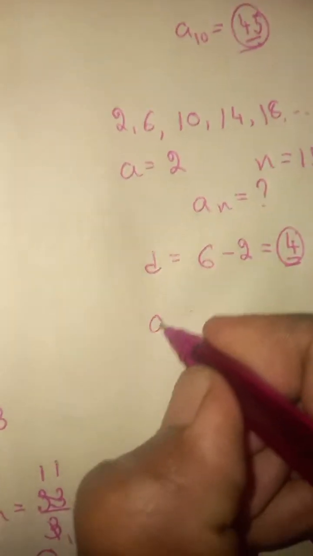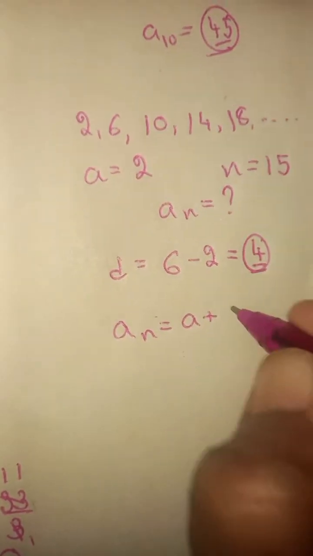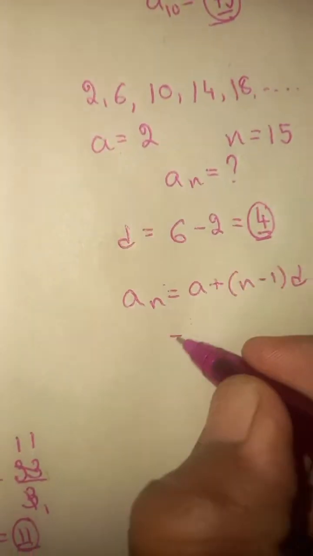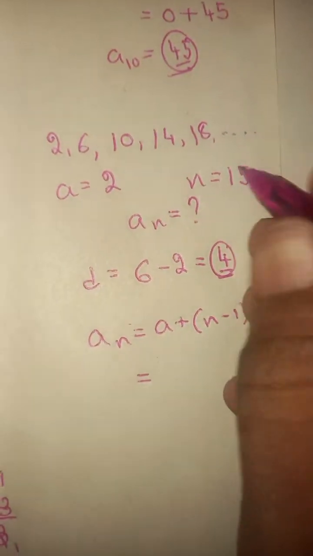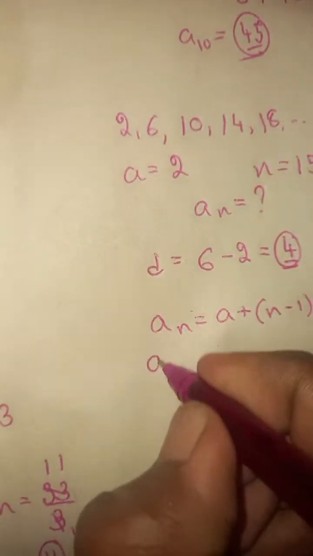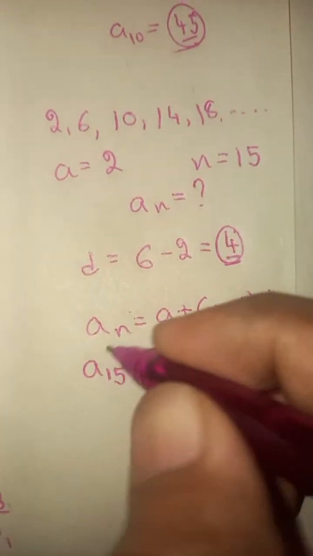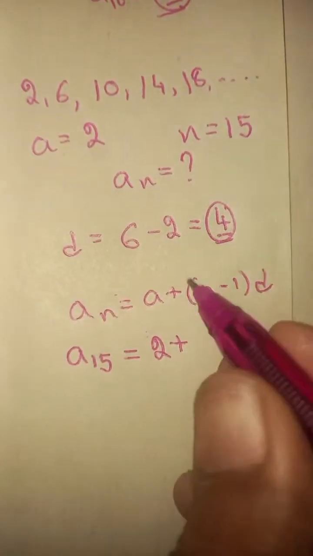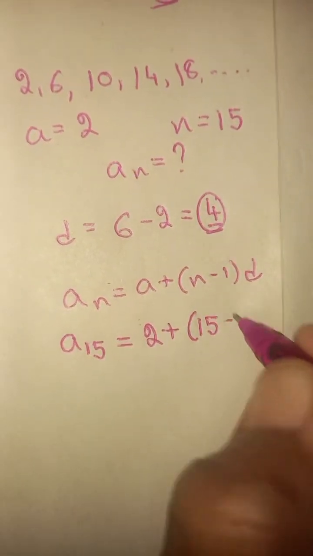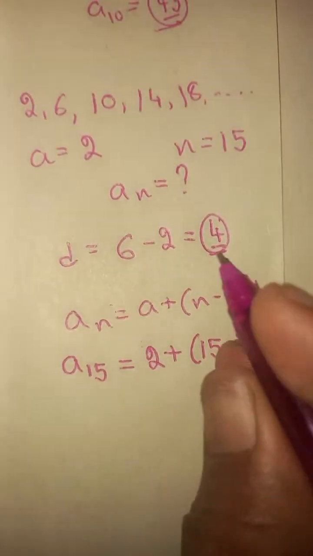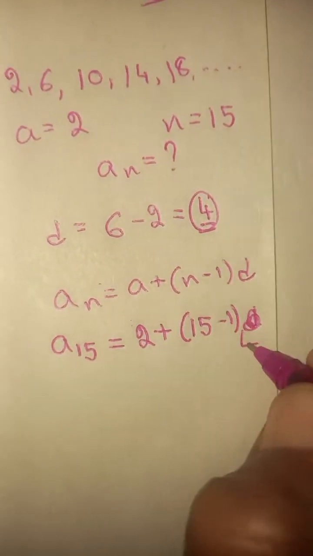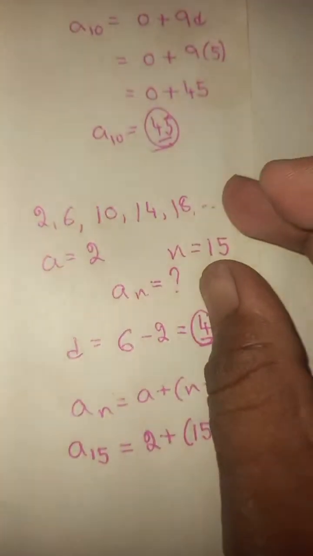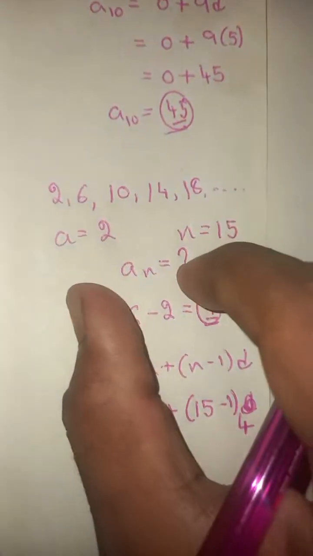Let's find it out. an can be written as a plus n minus 1 times d. Here an means the nth term we need to find out, or it is the 15th term. There are 15 terms, so it is a15. First term is 2 plus, there are totally 15 terms, so it is 15 minus 1 times d. d we found as 4, so 15 minus 1 times 4. You need to add n minus 1 terms to find the 15th term. To the first term you need to add d 14 times.